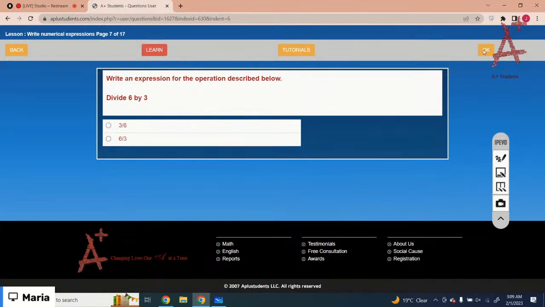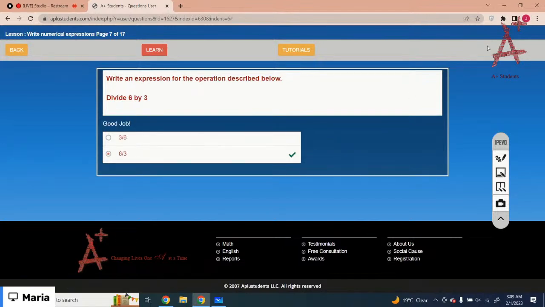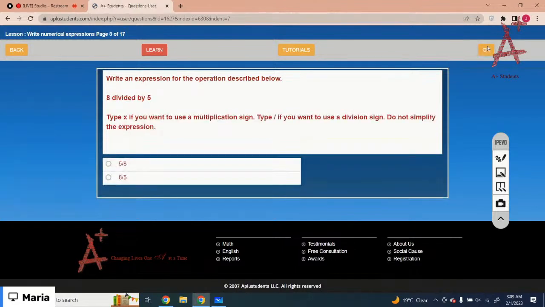Divide 6 by 3. So which is the correct option? Option 1 or 2? Yes, that is option number 2. Got it? You have to divide 6 by 3. So it would be 6 divided by 3. Very good. Okay, write an expression for the operation described below. 8 divided by 5. So which is the correct option? Option 1 or option 2?